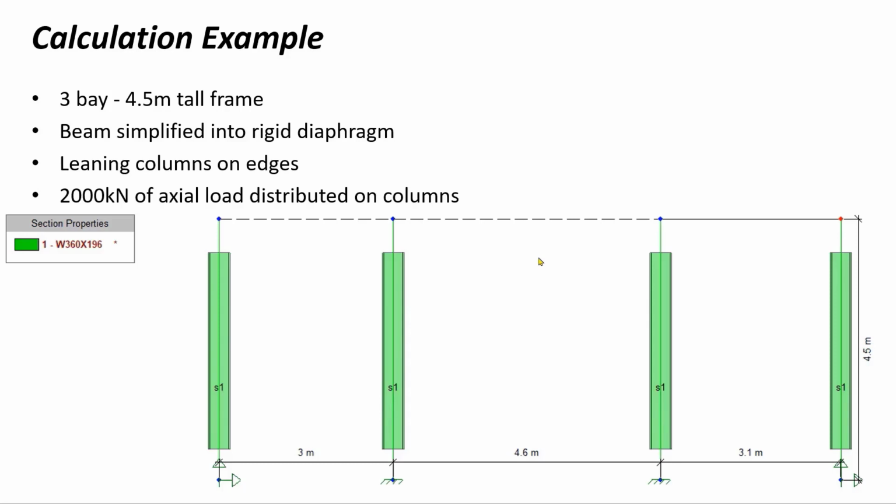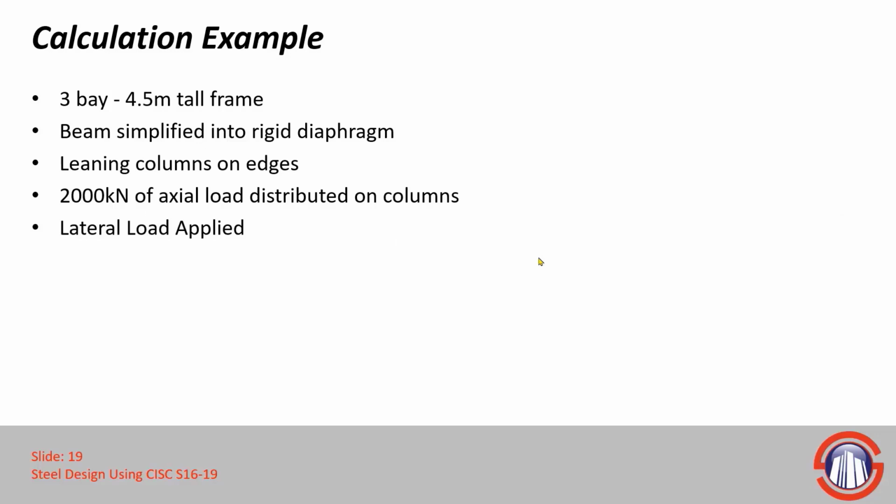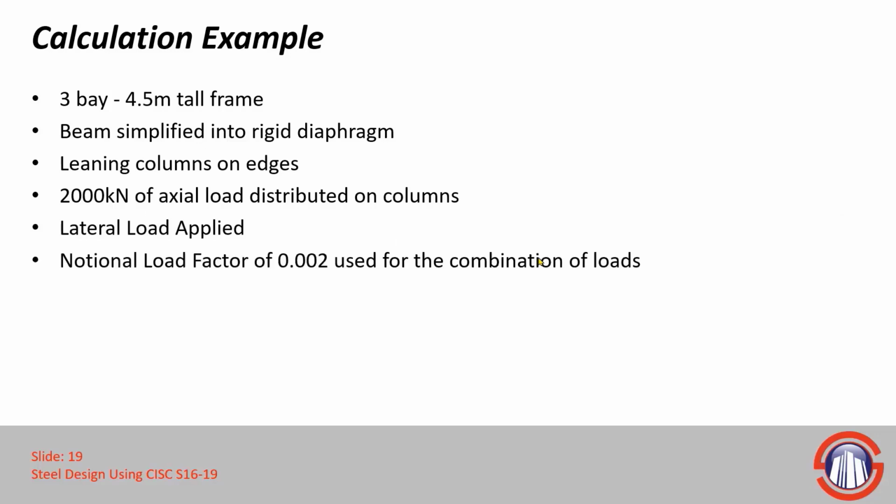And as we'll see later on, we have 2,000 kilonewtons of axial load distributed on the columns. We're also going to apply a lateral load, as well as a notional load that we have in our load combination. And for the Appendix O.2, we're using a notional load factor of 0.002.